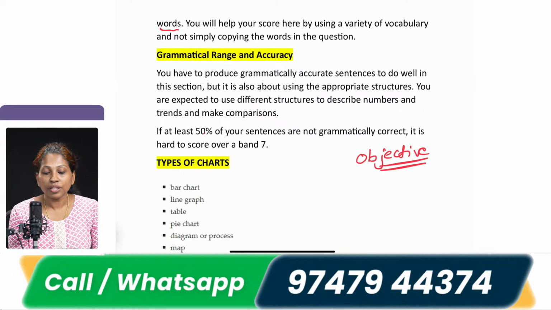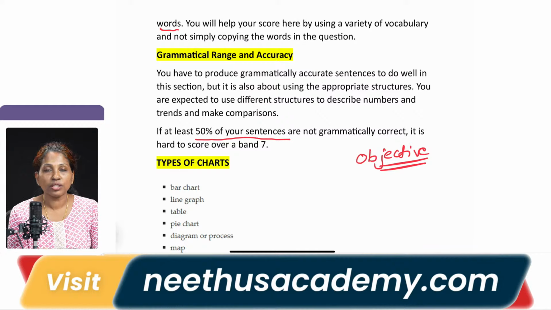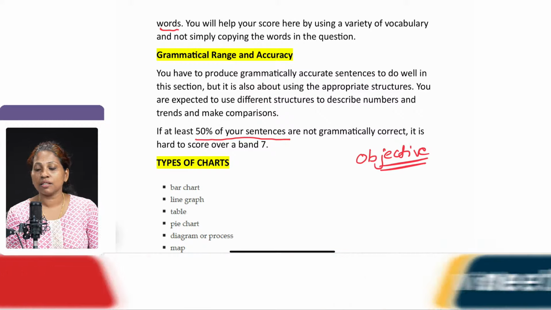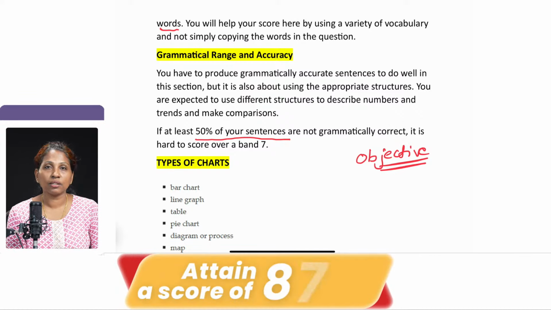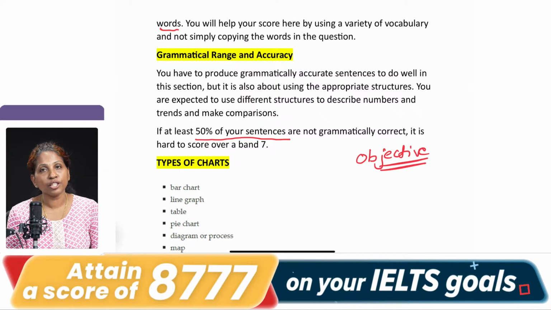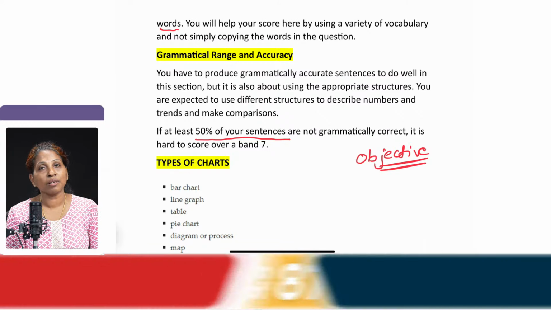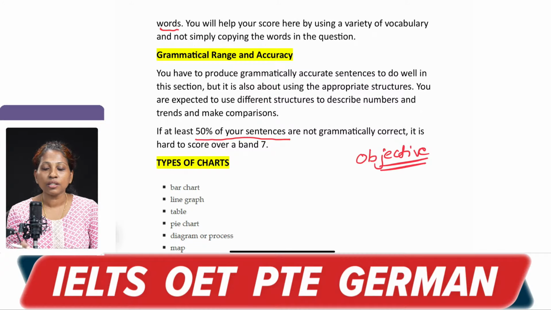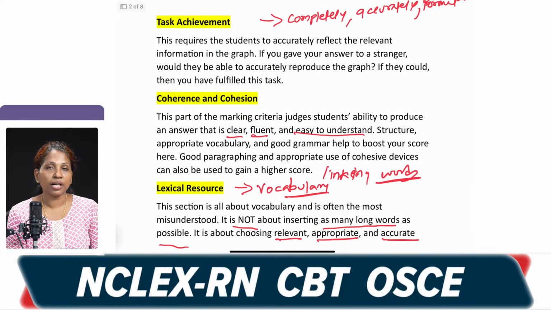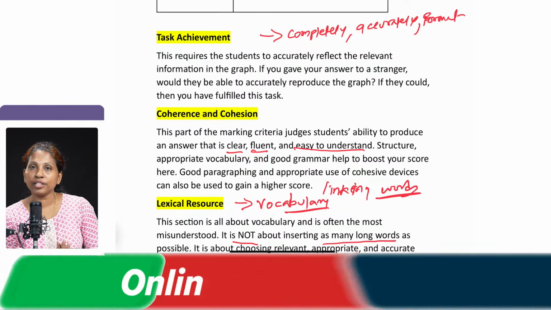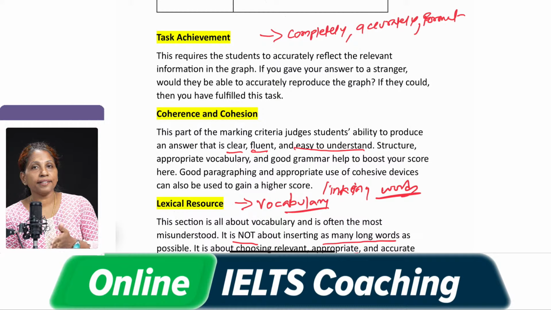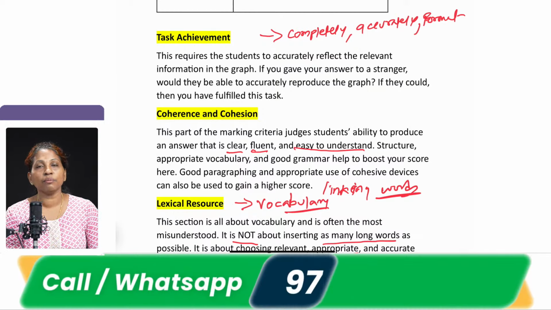Now, if at least 50% of your sentences, however many sentences you are writing, say you are writing 20 sentences, and at least 10 sentences are not grammatically correct, it would be difficult for you to score over a band of 7. If your expectation is to go above 7 in your writing, then make sure that 50% of your sentences are grammatically accurate. Okay, so these are the 4 rubrics on which your band is calculated. Equal weightage for each, 25% each. Whatever band you get for each criterion, added and divided by 4, gives your writing task 1 band.